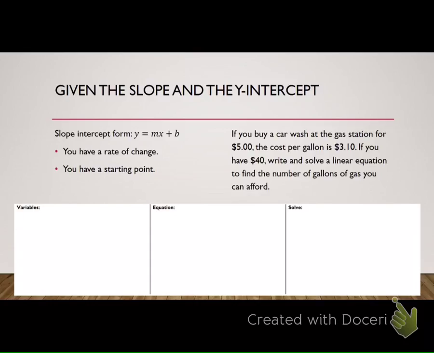So given the slope and the y-intercept, you will be using slope-intercept form. So if you have the slope and the y-intercept, you have the rate of change and you have a starting point. Remember, the rate of change is the same thing as the slope, which is m, and the starting point is the same thing as the y-intercept, or b. So if you have the y-intercept, your starting point, your initial value, and the slope, you will use y equals mx plus b.